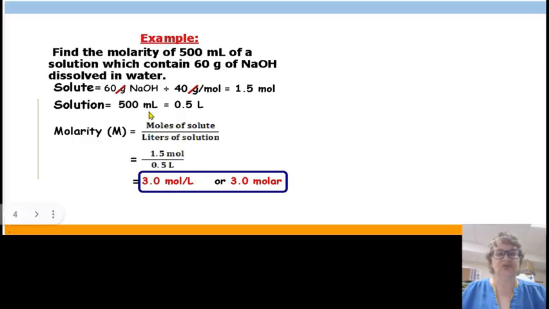The overall solution is 500 milliliters. We need to change that into liters. So 500 milliliters divided by 1,000 gives us 0.5 liters. And then if we put it into our equation, we have 1.5 moles divided by 0.5 liters, and you end up with 3 moles per liter. Or we can say that it's 3.0 molar.